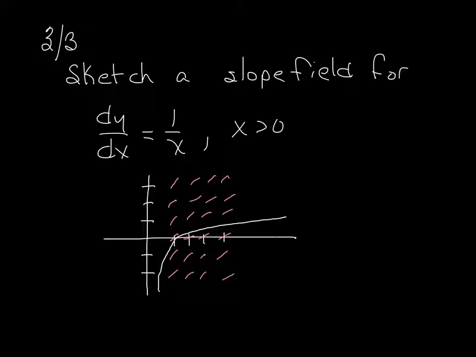Okay, so for our warm-up, we looked at the slope field for dy/dx equals 1 over x, as long as x is greater than 0. And we saw that if we were to graph a particular solution on that slope field, it looks like the natural log.